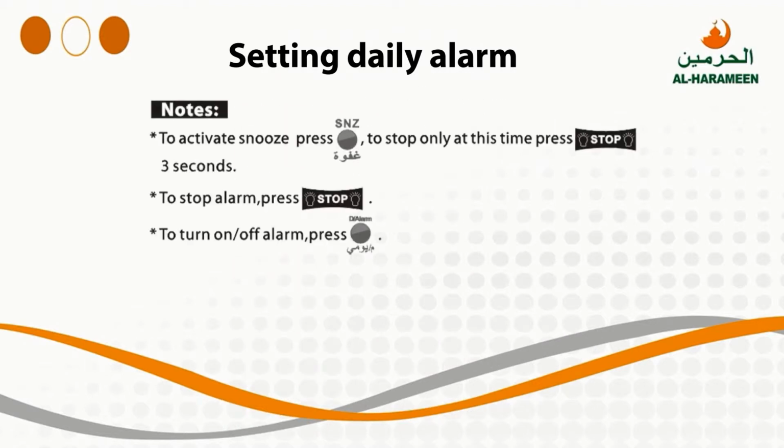Notes: to activate snooze, press SNZ. To stop only at this time, press stop 3 seconds. To stop alarm, press stop. To turn on or off alarm, press D/alarm.